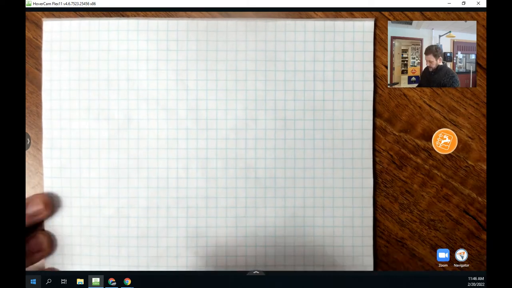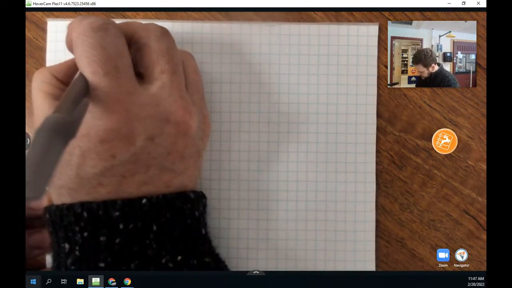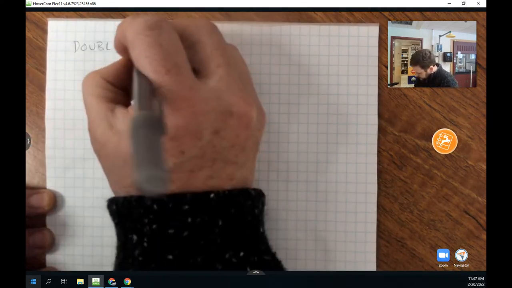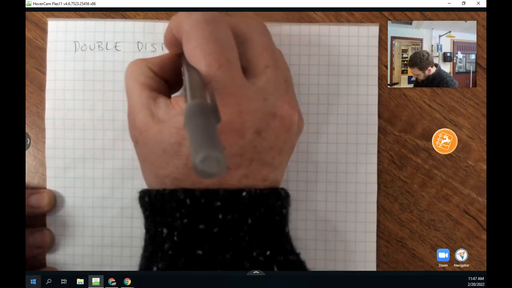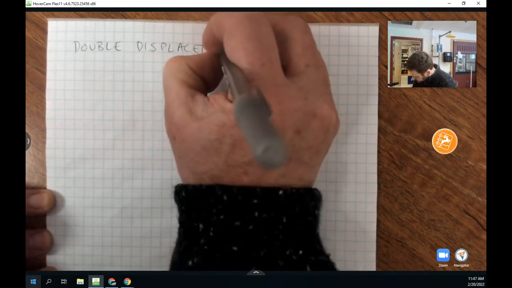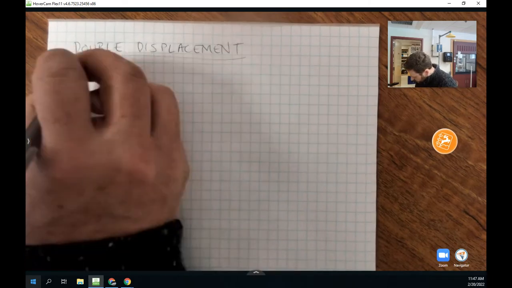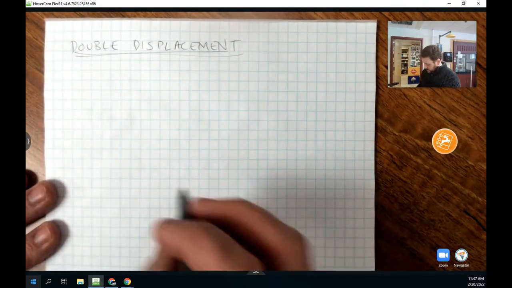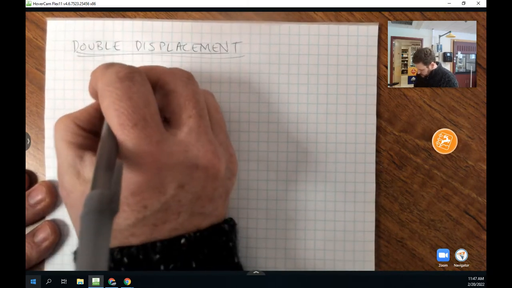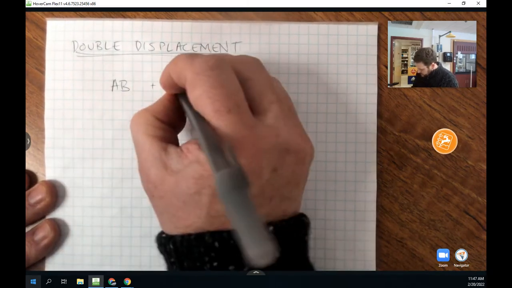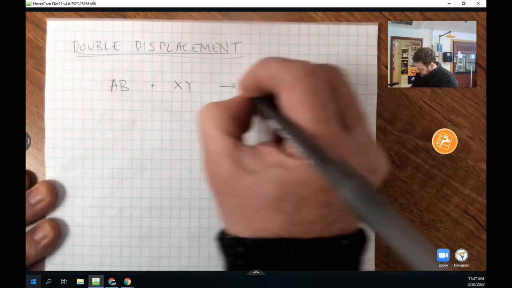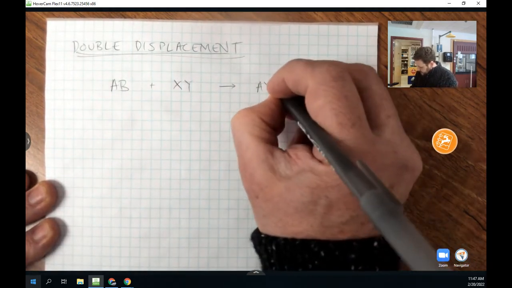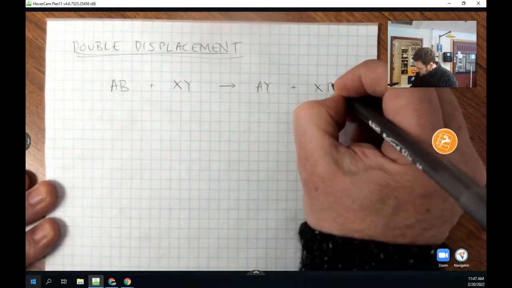The fourth reaction type we're going to talk about is double displacement. And like the name suggests, it's just like single displacement, only there's going to be not just one element taking another element's place, but 2 elements swapping places. So our general form is going to look like this. AB plus XY yields AY plus XB.